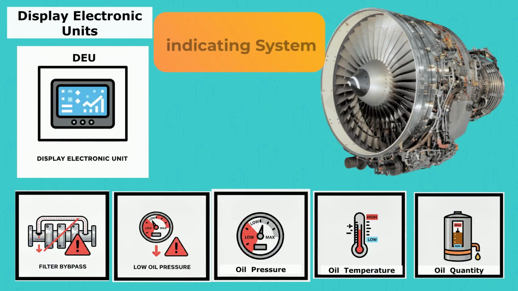Indicating system. The oil quantity indicating system transmits oil system data to the display electronic unit. This data includes scavenge oil filter bypass warning, low oil pressure warning, instantaneous oil pressure, instantaneous oil temperature, and current oil quantity.